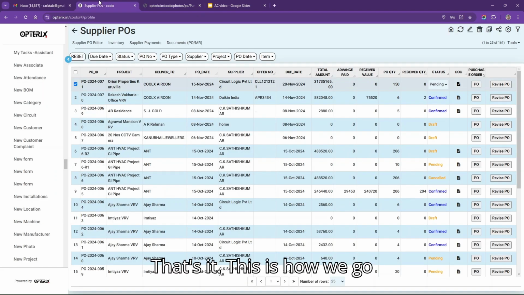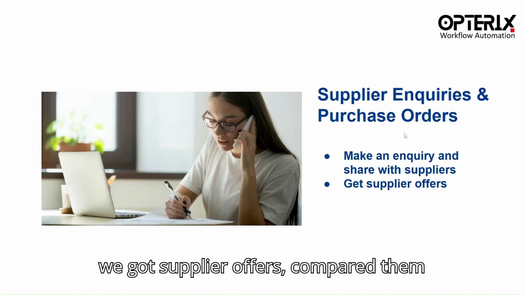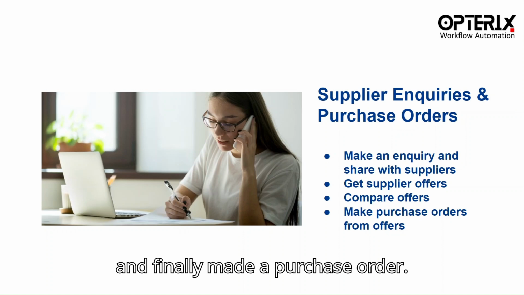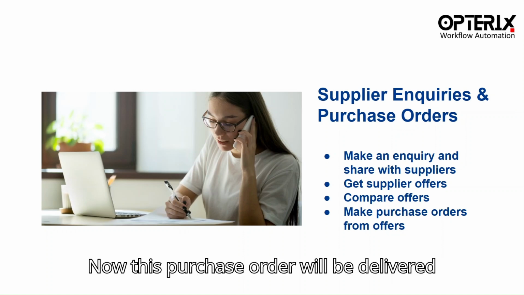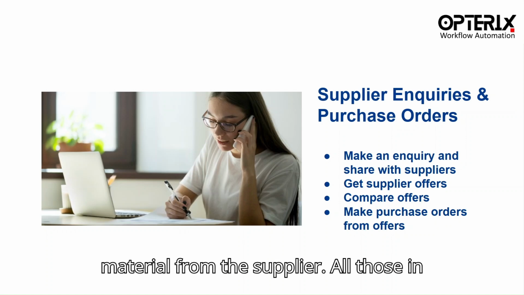That's it. This is how we go from an inquiry to raising a purchase order. We started with making an inquiry, then we got supplier offers, compared them and marked them as L1, L2, etc., and finally made a purchase order. Now this purchase order will be delivered and the store will receive the material from the supplier. All those in the next video.